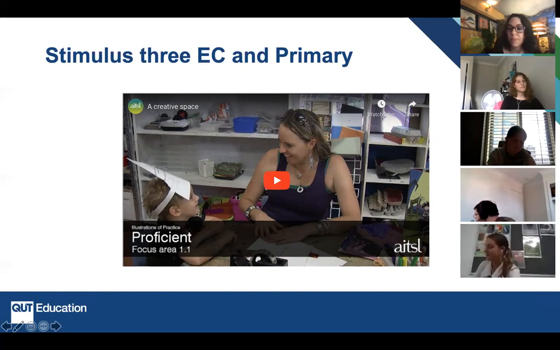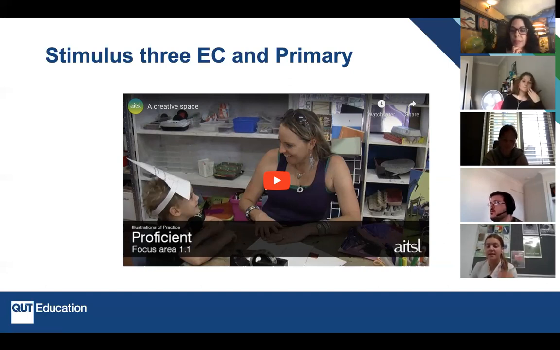I found that she promoted a lot of independent learning and problem solving. When she was helping the boy make his hat, he was doing the problem solving himself, and she was just encouraging that and promoting that. Yeah, it was great. I loved what an amazing environment to teach in and to learn in as well. There were so many purposeful actions that she noted.